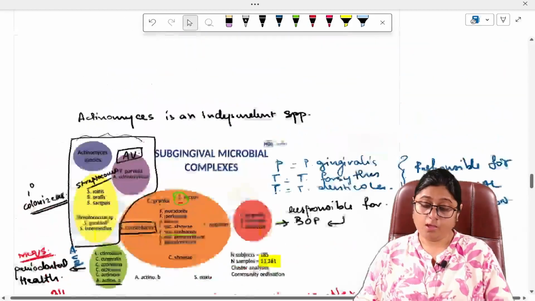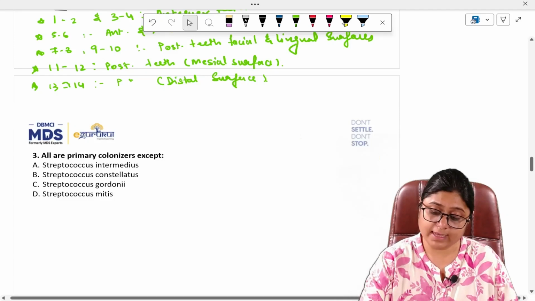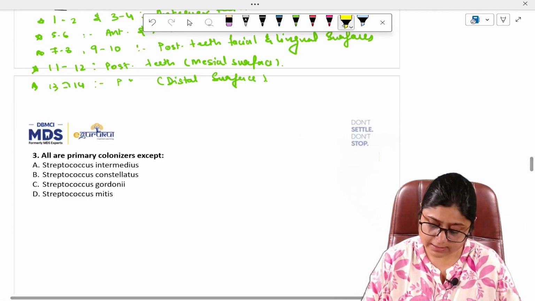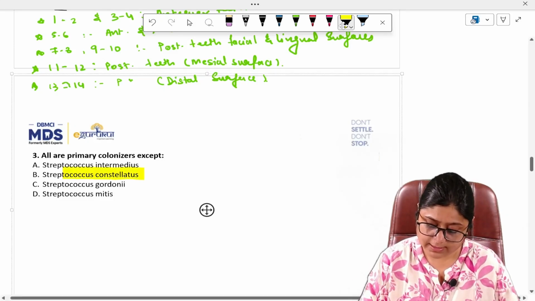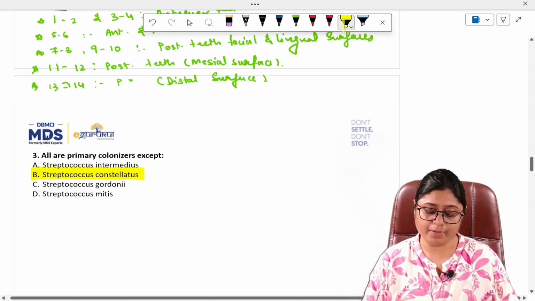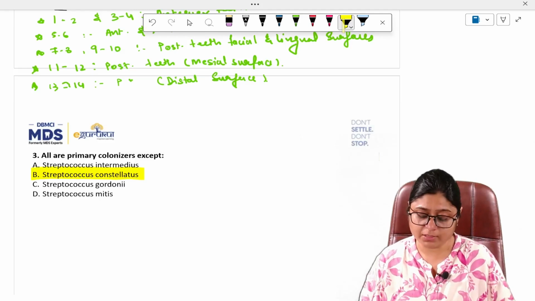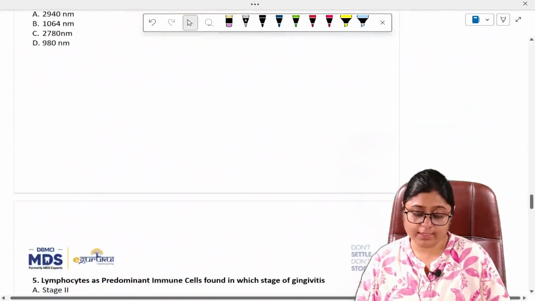Okay. So now let us come back to the question. All are primary colonizers except, so the answer here is Streptococcus constellatus. Streptococcus intermedius, gordonii and mitis are a part of yellow complex except Streptococcus constellatus, which is a part of orange complex. Okay. Now the next question, guys.